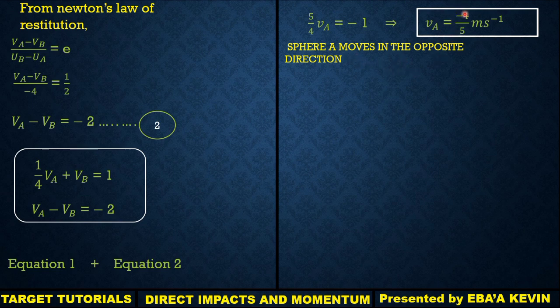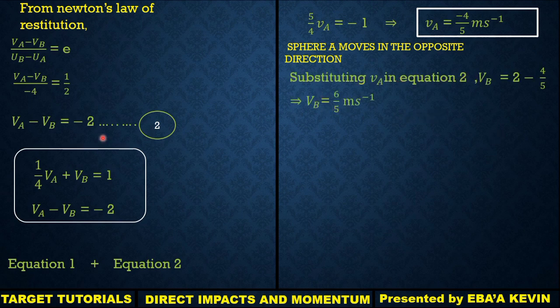Since we already have our VA, the velocity of sphere A after impact, and we have the comment already, it is just left for us to determine the value of VB, the velocity of sphere B after impact. We can simply substitute the value of VA into equation 2.